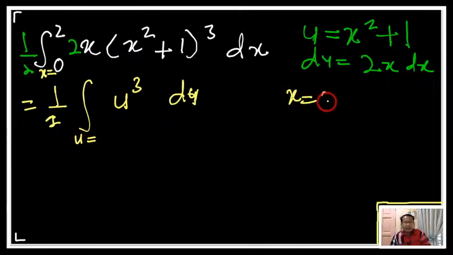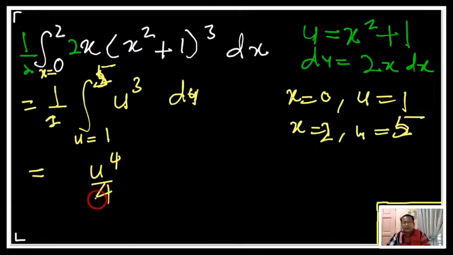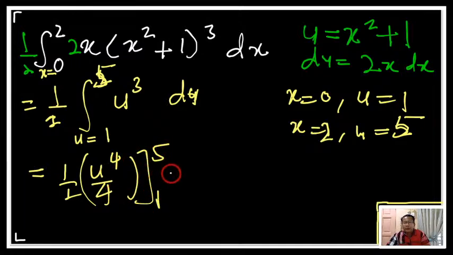When x is 0, u becomes 0 plus 1 is 1. When x is 2, u becomes 2 squared plus 1, which is 5. So this one is 5. So if you solve this, you have u power 4 over 4, 1 over 2, from 1 to 5. You just substitute into u. You don't have to bother about x. So you should get 78.